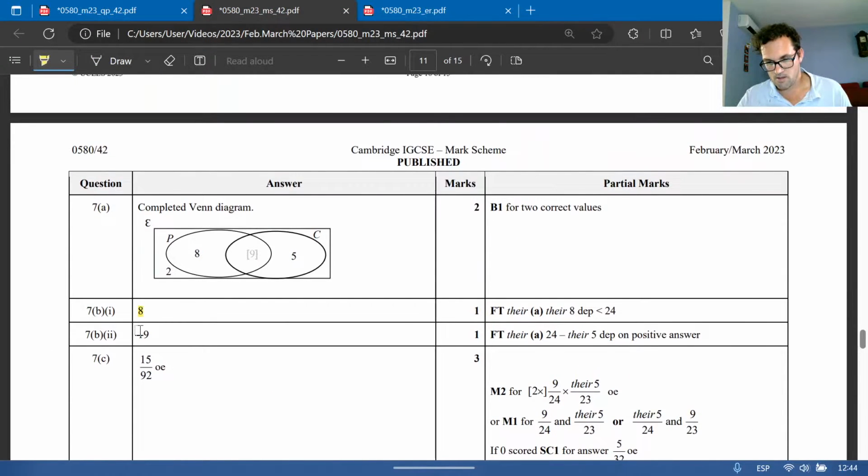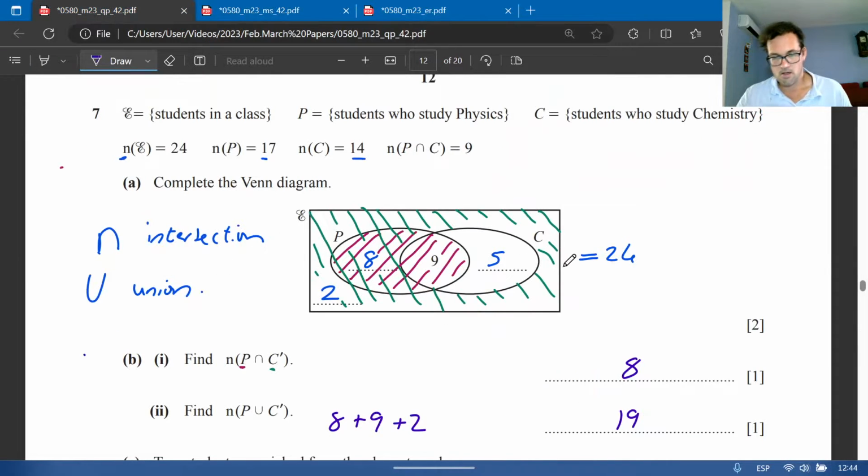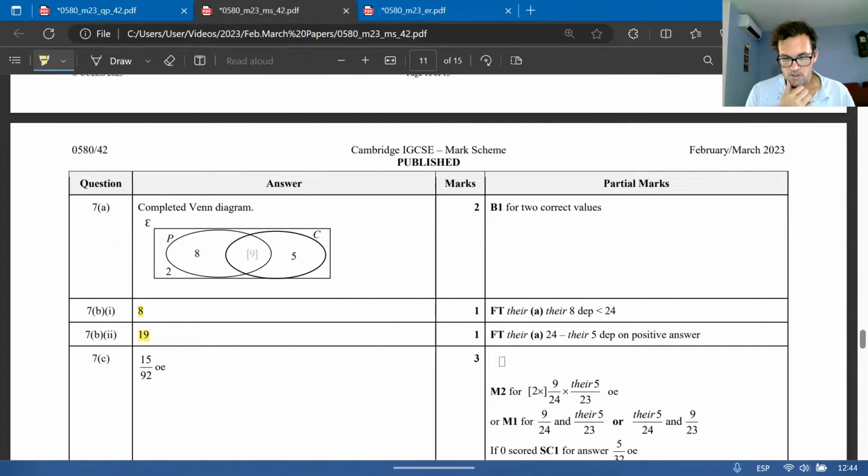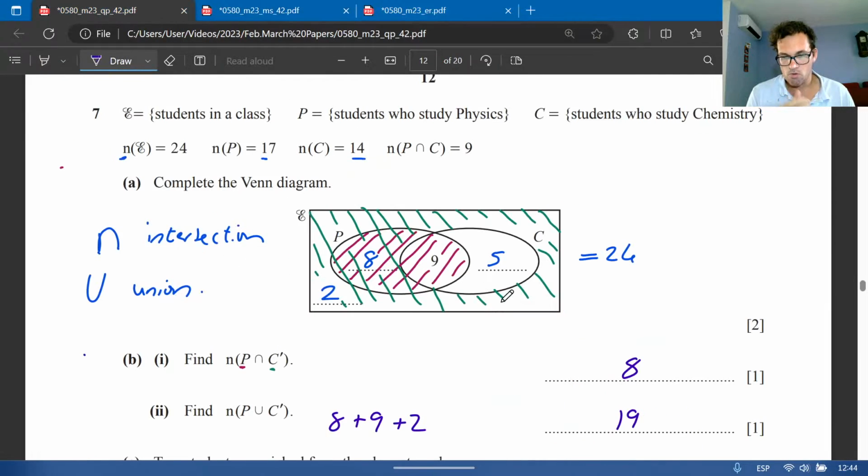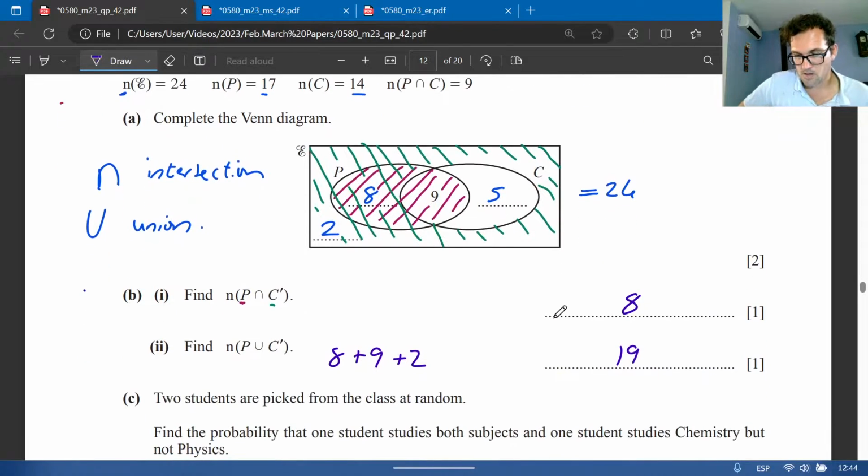Yeah, 8 and 19. Okay. Note here that there are follow-through marks. It means if you got your numbers wrong up here, whatever you have here, where I got the 8, if you got a 10 there, and you write 10 there, you get your mark. If I had a 10 and a 5 here, 10 plus 5 is 15, plus 9 is 24, or 24 there, even though that doesn't make sense, you get your marks. Okay. That's the follow-through marks.